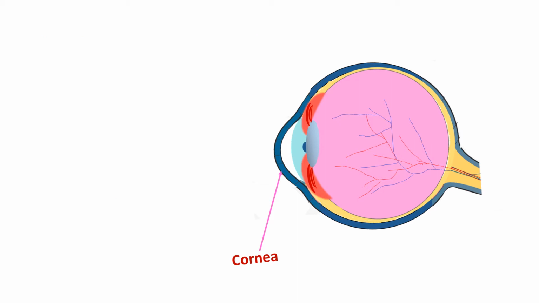And the next part is aqueous humor. Here, behind the cornea, there is a place filled with a liquid called aqueous humor. Behind cornea, there is a place filled with a liquid. Here some liquid will be there. That liquid is called aqueous humor.